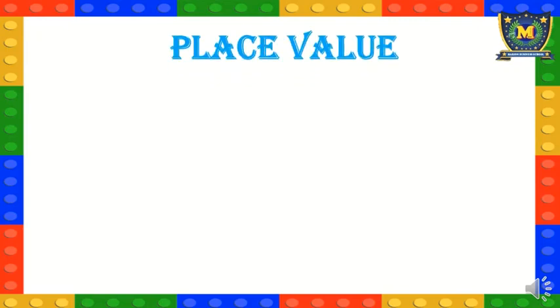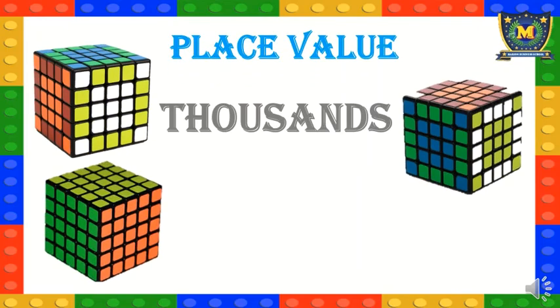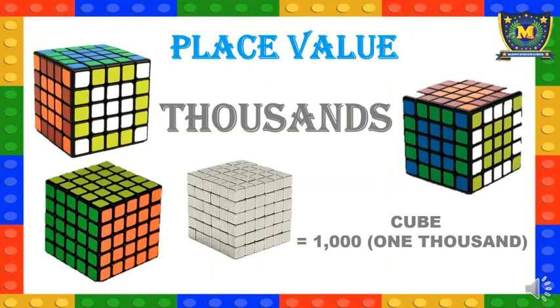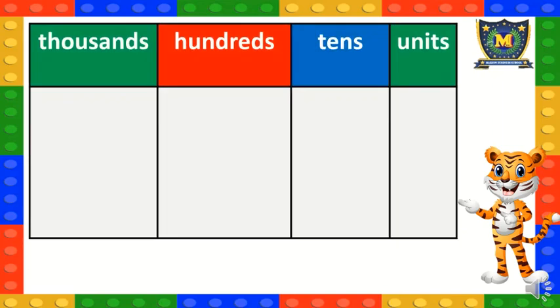Now let's begin the lesson, place value. We are now on thousands place, and remember that one cube is equal to 1000. Now I will show you how to set up a cube on its place value. We still need this beading board. Okay, I'm going to set up.